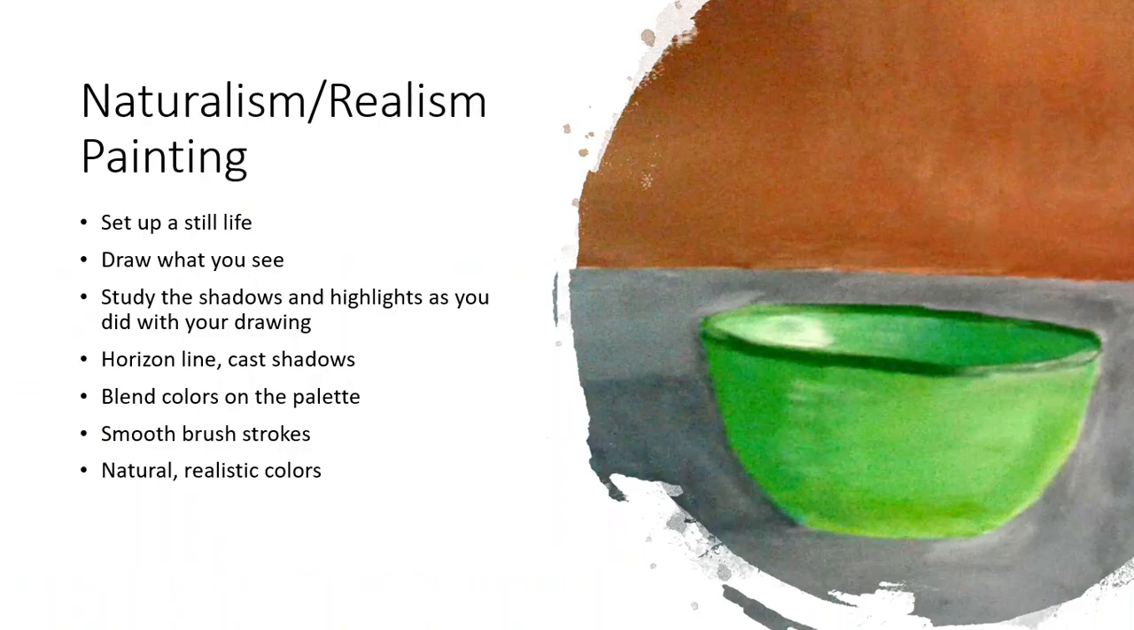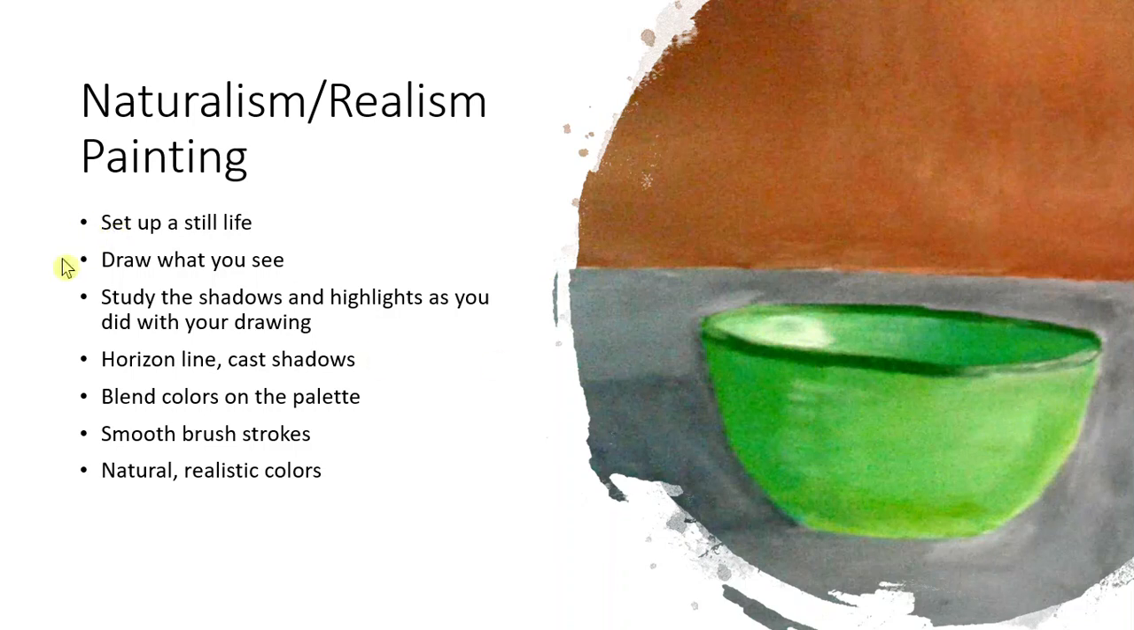So back to the assignment and your objectives. Here's an example of a student naturalism realism painting of a bowl. That was their still life. They put a bowl on the table. You can see the horizon line that I talked about. They painted the cast shadow. They painted the highlights. They painted the colors and the different tones just the way they saw it.